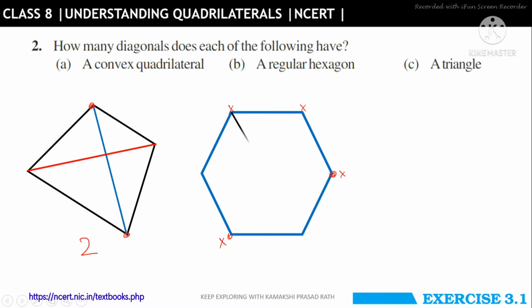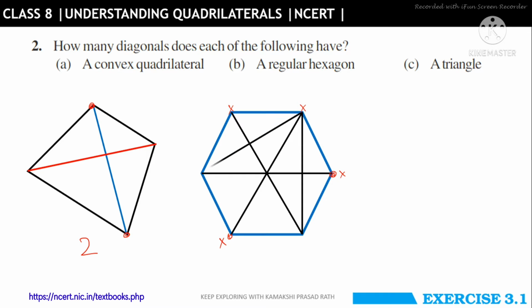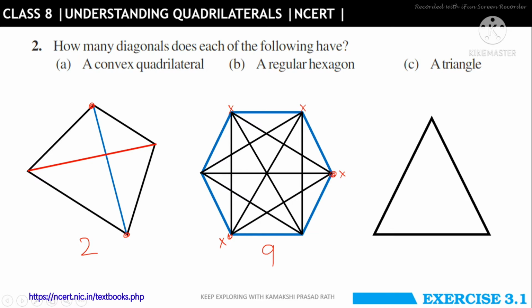So let's see, 1, 2, 3, 4, 5, 6, 7, 8 and 9. So there are 9 diagonals in a regular hexagon. Now moving on to a triangle. You can see in a triangle all the given 3 points are adjacent to each other. We don't find any non-adjacent vertices, or we can say opposite vertices. So already there are the 3 sets. So in a triangle there are no diagonals. The number of diagonals will be 0 in a triangle.